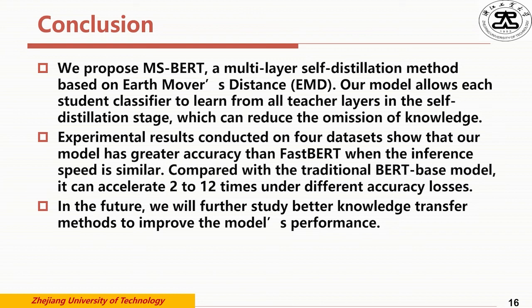After introducing the experiment, we now summarize this paper. In this paper, we propose MS-BERT, a multi-layer self-distillation method based on a smoother distance. Our model allows each student classifier to learn from all teacher layers in the self-distillation stage, which can reduce the omission of knowledge. Experimental results conducted on 4 datasets show that our model has greater accuracy than FastBERT when the inference speed is similar. Compared with the traditional BERT-based model, it can accelerate 2 to 12 times under different accuracy losses. In industry, our model has strong practicability because of the adjustable inference speed. In the future, we will further study better knowledge transfer methods to improve the model's performance.